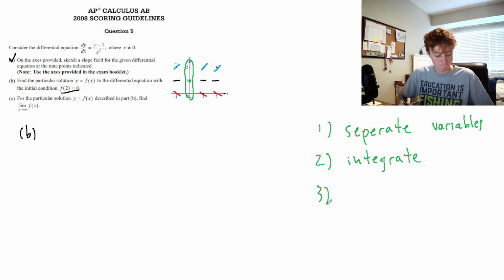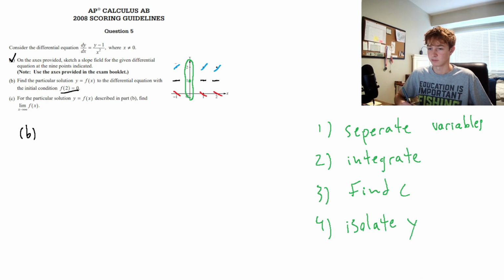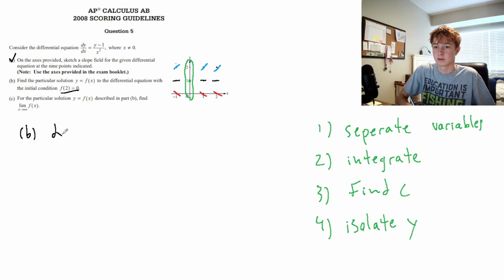And then we need to find c. After we find c, we need to isolate y. So there's our 4 steps. So now let's see how that works. So our differential equation is dy over dx equals y minus 1 over x squared.